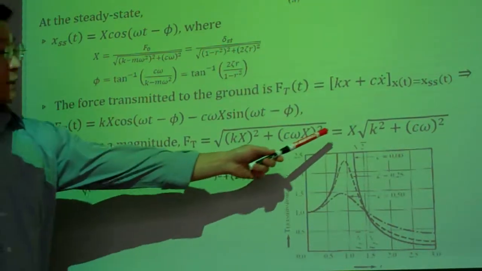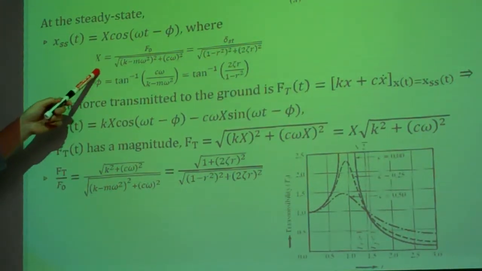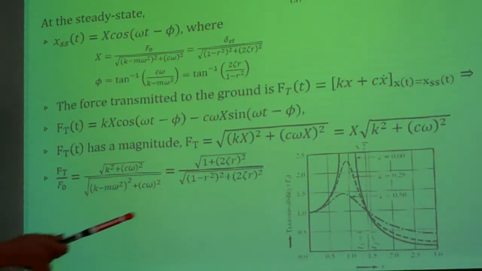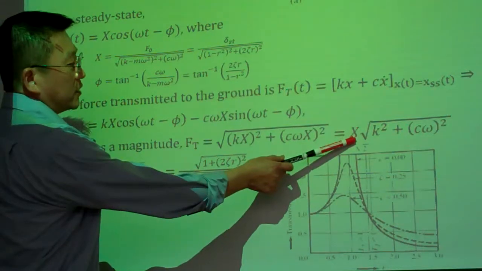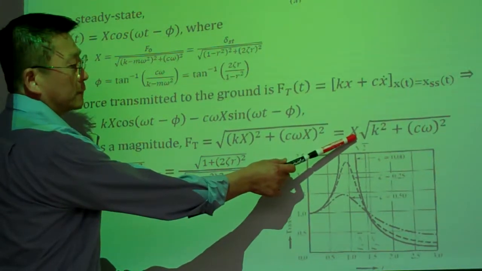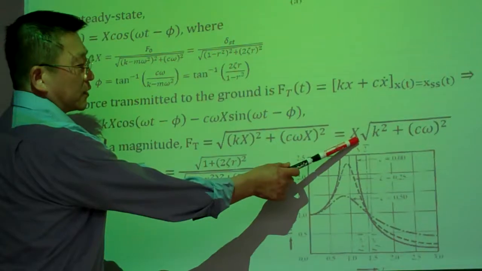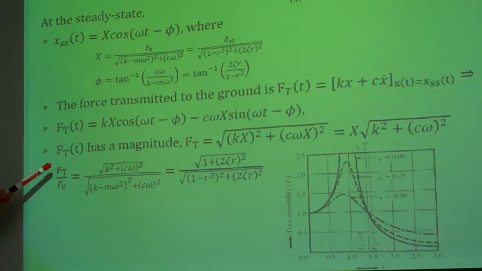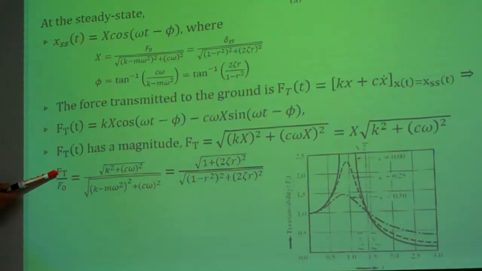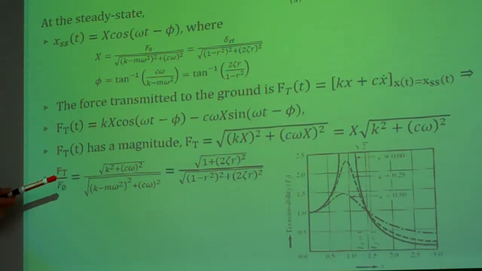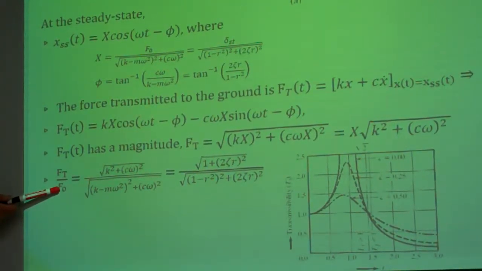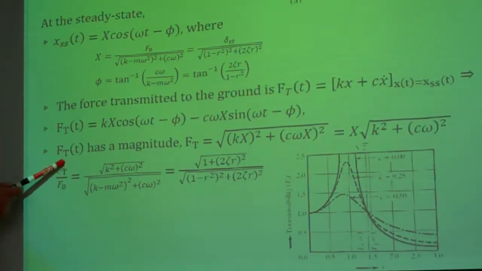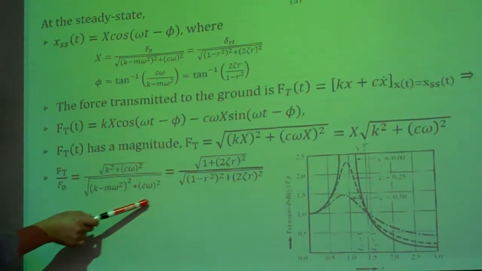Okay, and what is x? X has been known earlier, that is this form. So in total, we know that if we plug in the information of x, which is the steady state response of the system, and simply multiply with this one, we can rearrange. So that means the ratio of the force being transmitted to the ground to the magnitude of the given loading. What is F0 now? F0 is the magnitude of the given loading. So this ratio is simply in terms of this form.